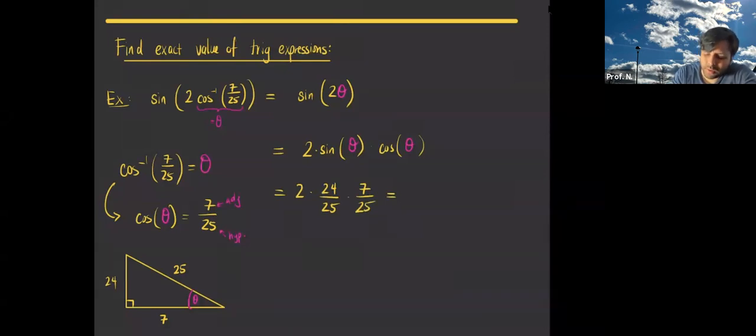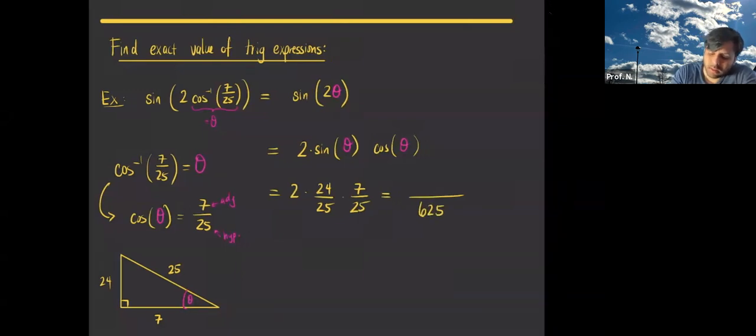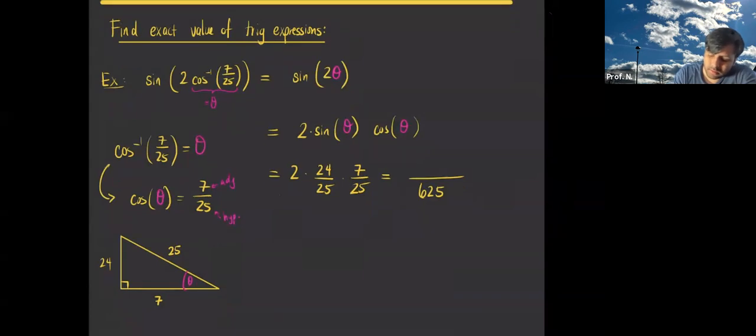And then 25 times 25 is 625. And then I have to use 2 times 24 times 7. And I get 336. So sine of this strange expression in here, twice of cosine inverse of 7 over 25, that's the same thing as saying 336 over 625. That's the answer.